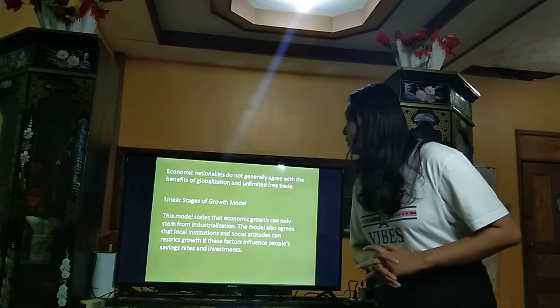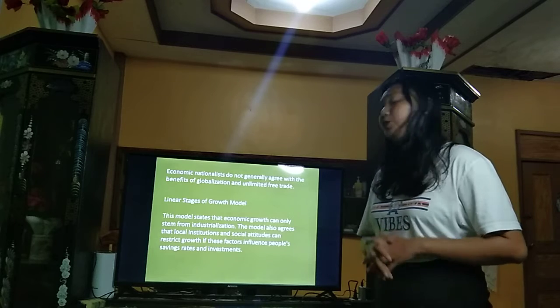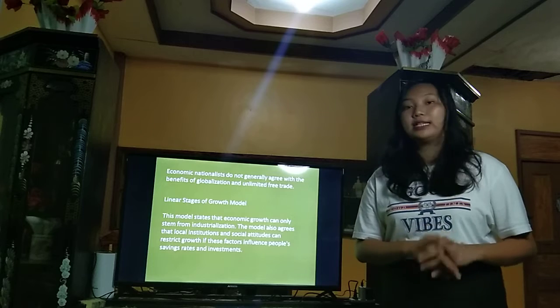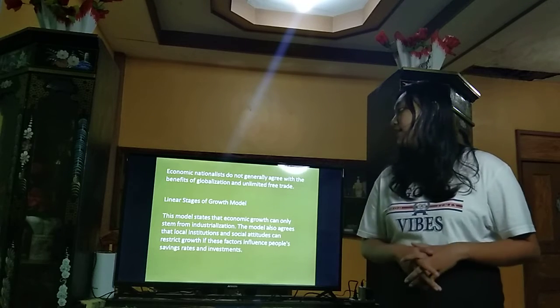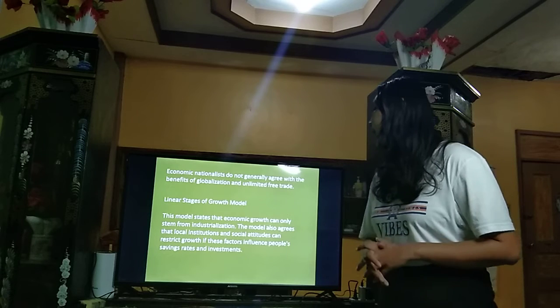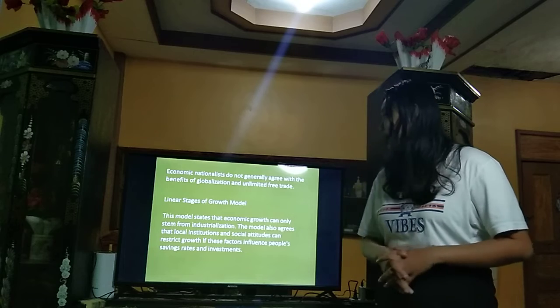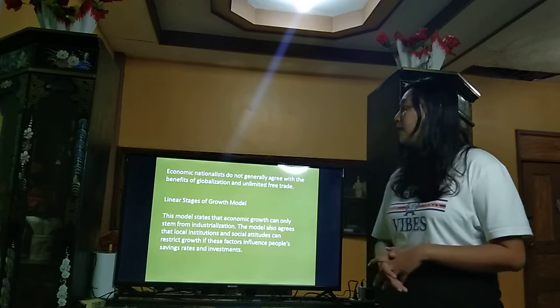Linear stages of growth model. This model states that economic growth can only stem from industrialization. The model also agrees that local institutions and social attitudes can restrict growth if these factors influence people's saving rates and investments.